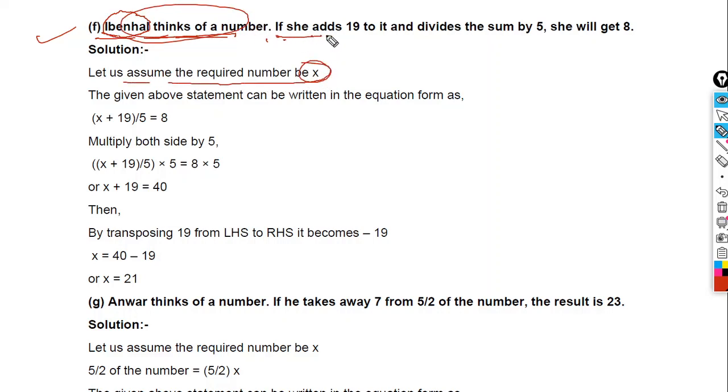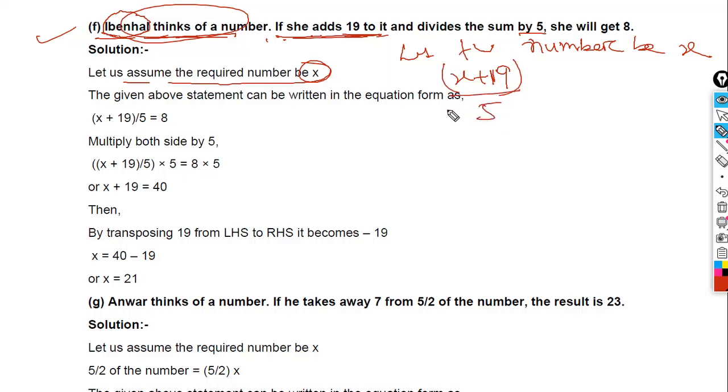She adds 19 to it. That means x plus 19 has happened. She adds 19 to it and divides this sum by 5. Then she gets 8, meaning it equals 8. So this is our equation.